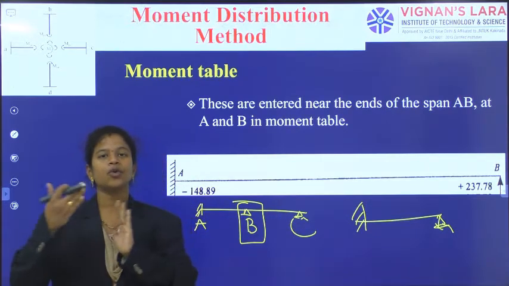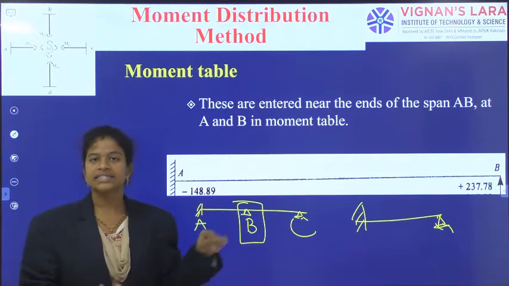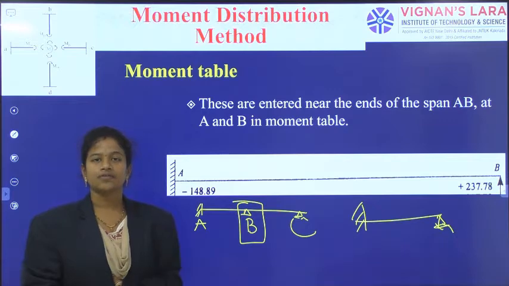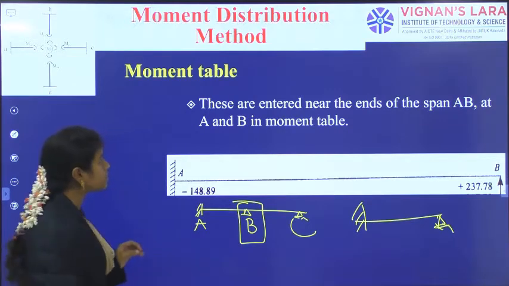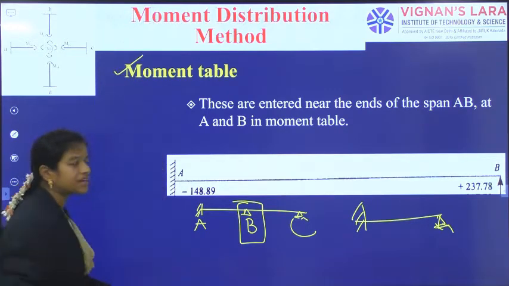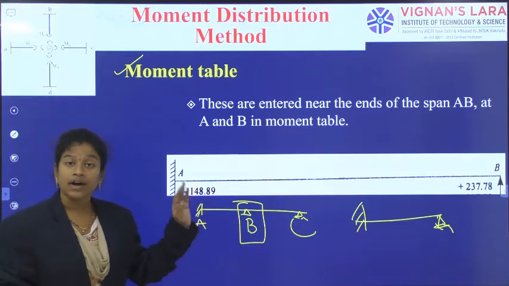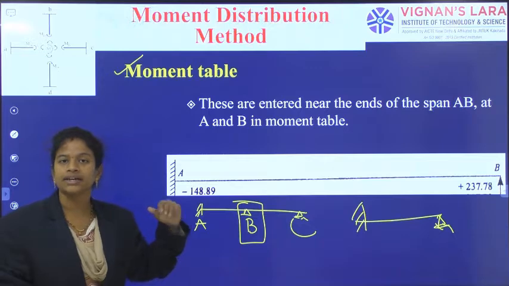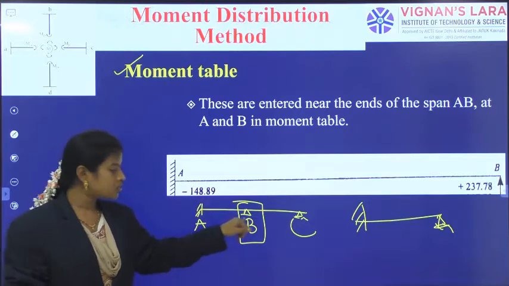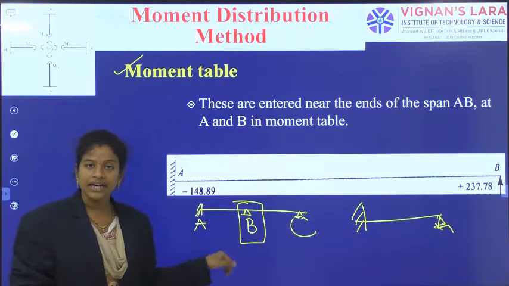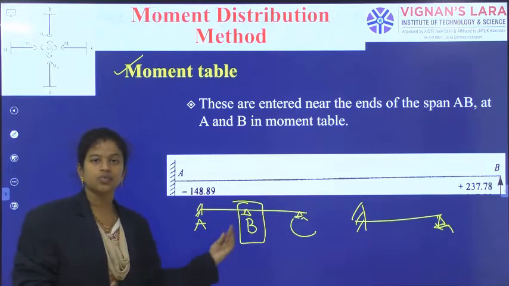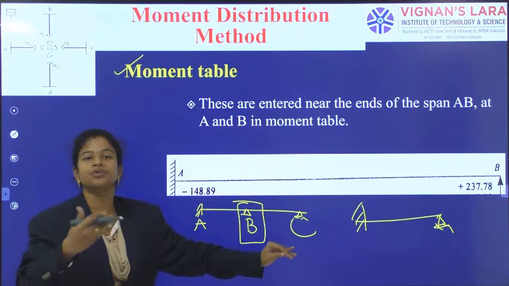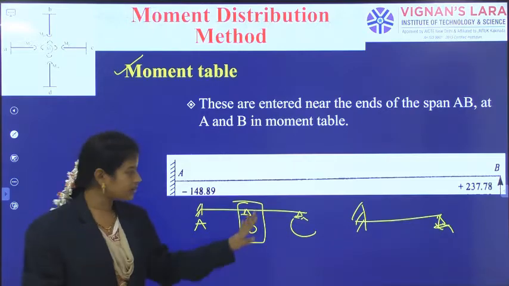Now I am directly going into step 3, which I have mentioned here as step 2, that is the generation of the moment table. Our original step 2 in the order is not there. The distribution factor will be there only for the intermediate joints, where we have to distribute to the spans. Here there is only one single span, so there is no distribution to other spans.